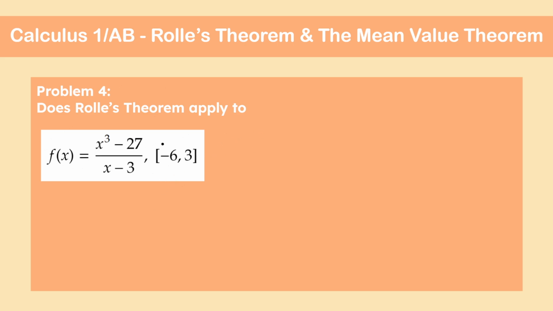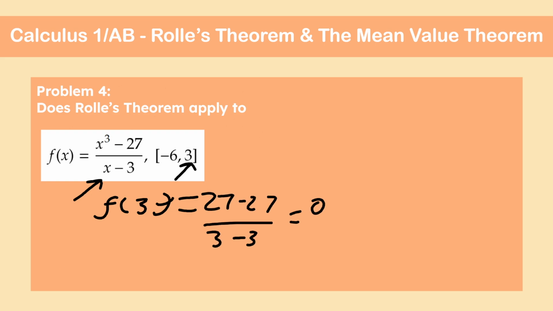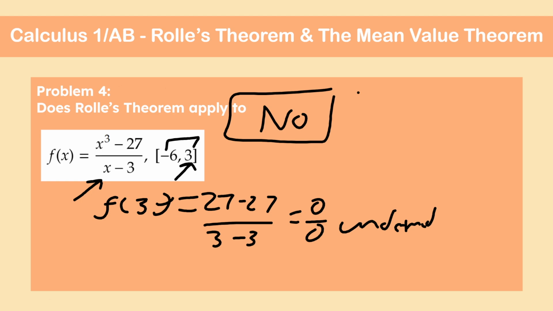So first, let's check if it's continuous. As you can see here, there's a term in the denominator, but when the x is equal to 3, the denominator becomes 0. But 3 is an endpoint here, which means that f of 3 is equal to 3 cubed minus 27 over 3 minus 3, or 0 over 0, which is undefined, which means that f of x is not continuous for the entire interval, which means that Rolle's theorem fails. So no, it does not apply here.